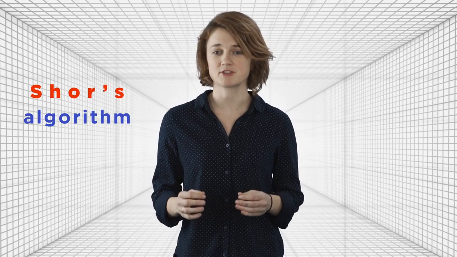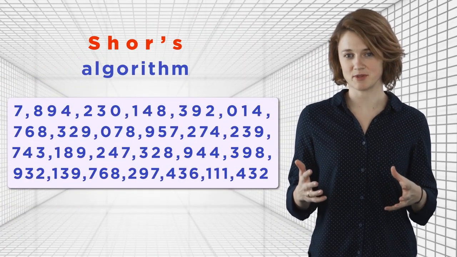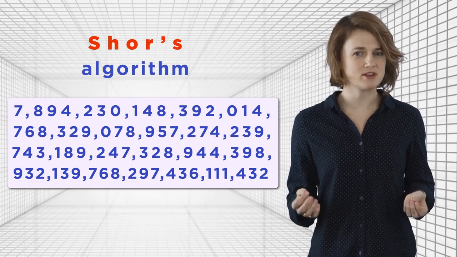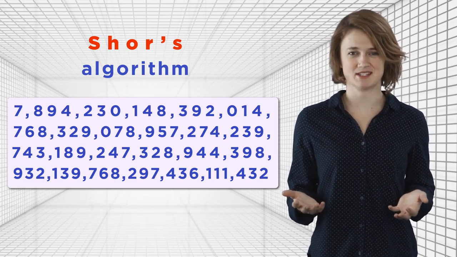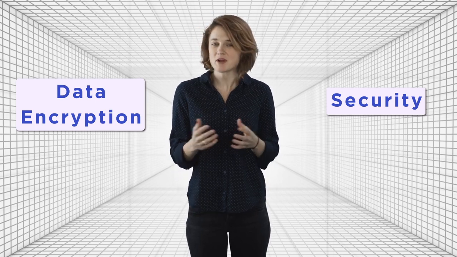Finding the prime factors of this huge number could take years with a classical computer. But with a quantum computer, it'd probably just take a few minutes. Data encryption and security depend, in part, on how difficult it is to factor big numbers. And quantum computers might ruin that. But for now, your data is safe.